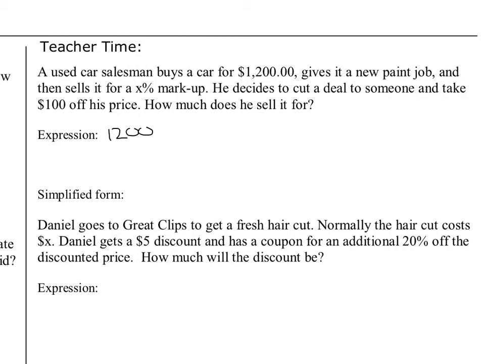But he doesn't just stop at the $1,200. He says, I'm going to increase the price by X%. How am I going to represent increasing the price by X%? Addition. Specifically adding what? X% times what? Because remember, whenever we have a percent, we need whatever it's a percent of. Yeah, the 1,200.